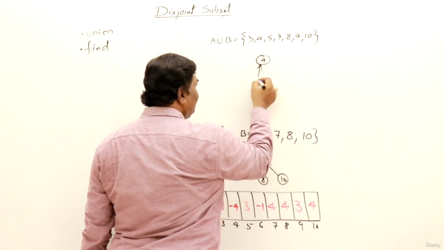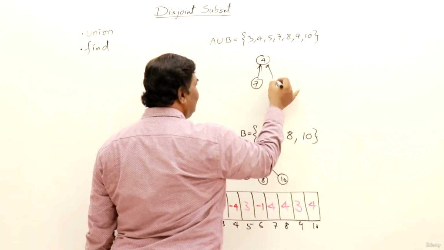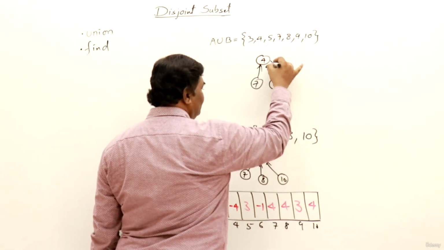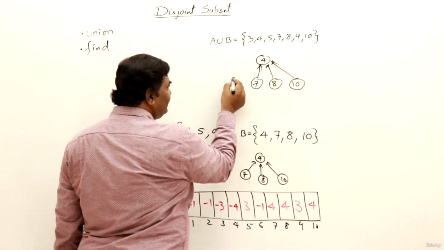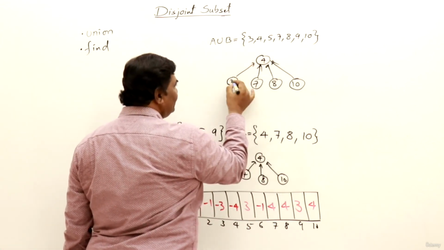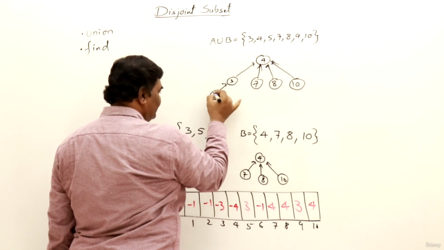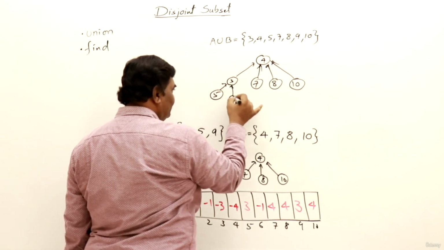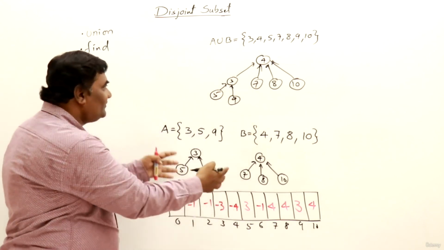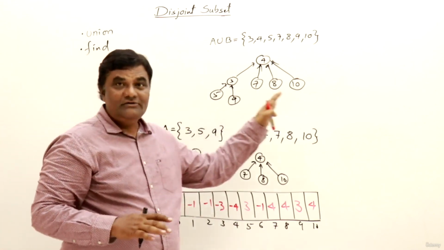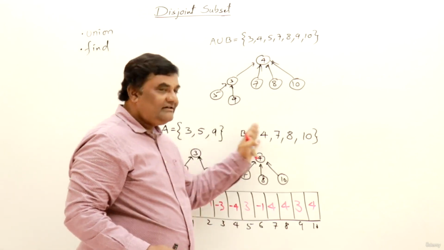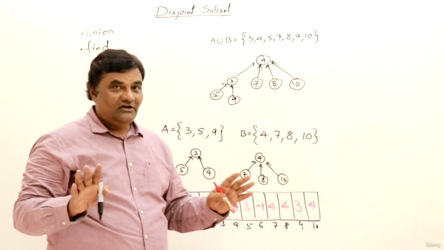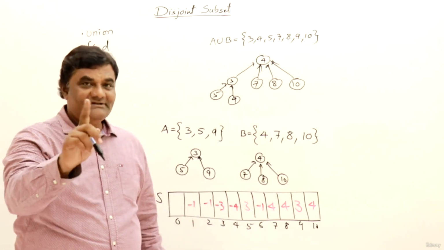And 4 is already having 7, 8 and 10. Then what about this 3? Along with its children, 3 will be pointing on this one. 3 will point on this. So this is 5 and this is 9. So all these nodes are joined together under 4. These were independent, two different sets. There was nothing common. Now they are joined together, they became a single set.